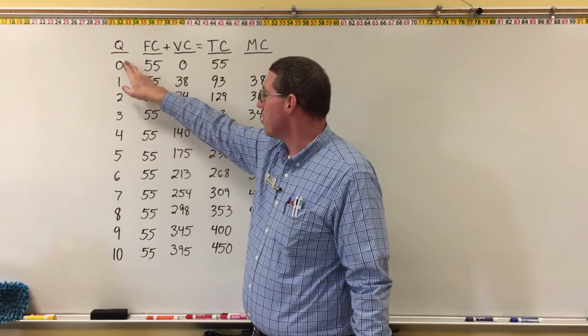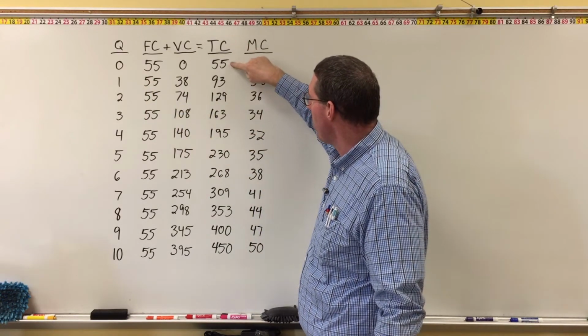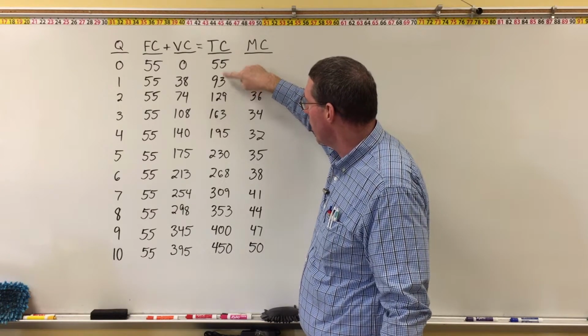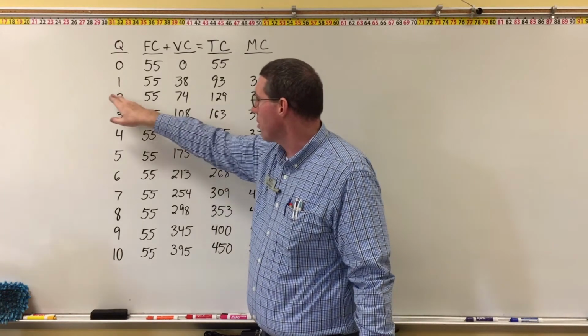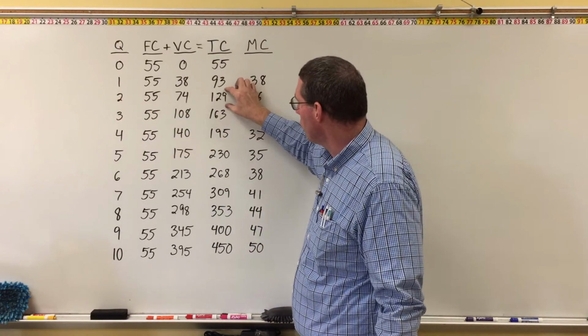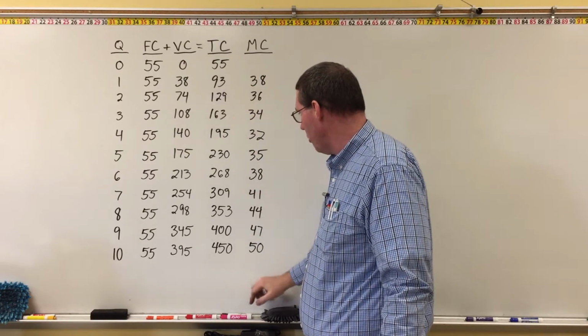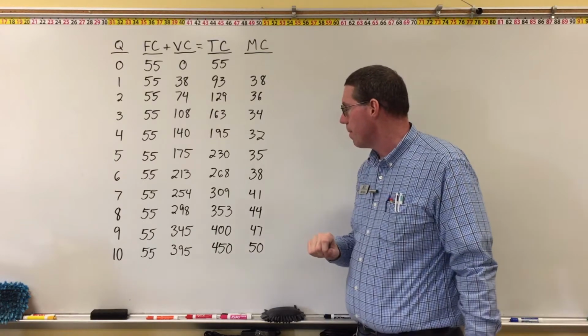So as we go from 0 up to 1, how much did total cost increase by? Total cost went from 55 up to 93. So if we do 93 minus 55, we get 38. For the marginal cost of the second unit, we do 129 minus 93, which is 36. And so on, all the way down to 450 minus 400, which is 50.